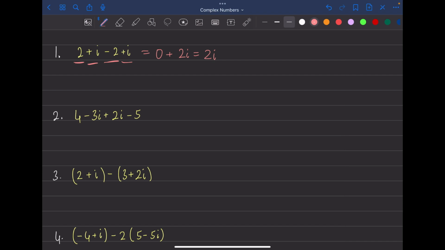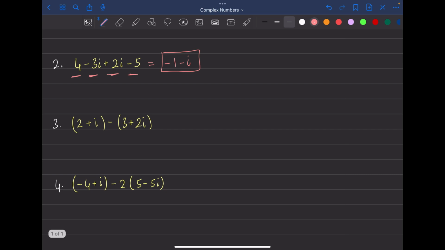Very, very simple. Our second question is 4 minus 3i plus 2i minus 5. Once again, combining like terms, we have 4 minus 5, which is equal to -1. And then -3i plus 2i is minus i. So our answer is -1 minus i. Pretty simple.